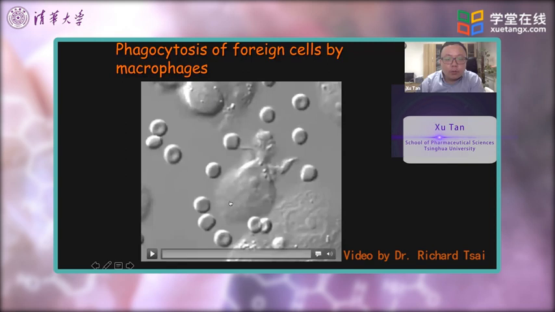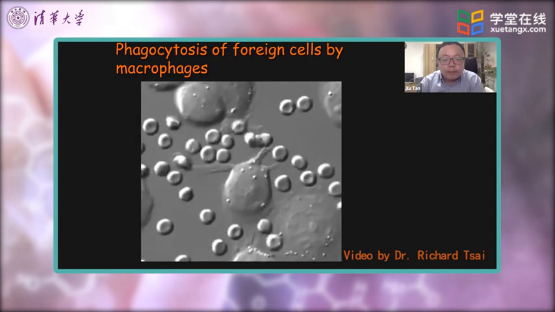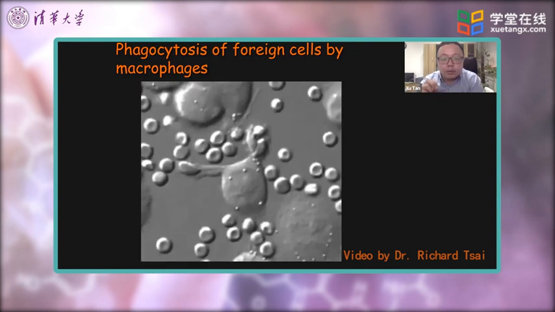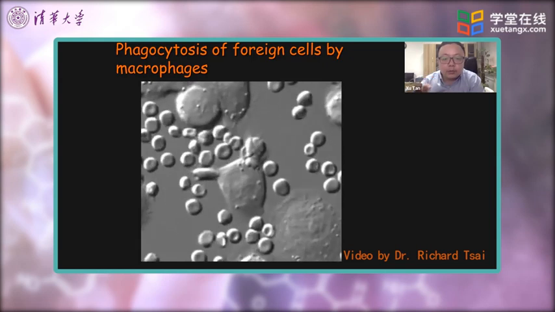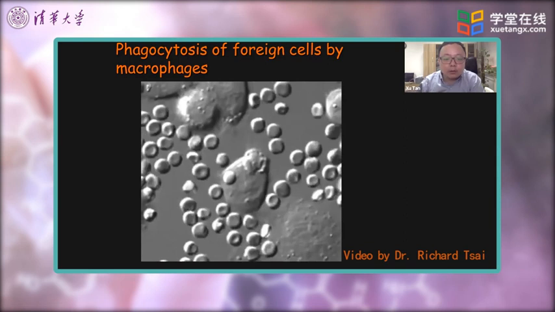Here I show you a movie of how a macrophage engulfs foreign cells. As you can see, this macrophage has a protruding part of the cell body, basically reaching out to the foreign particles to engulf them, in much the same way as a vacuum cleaner sucks up the viral particles or bacteria and then digests them inside.